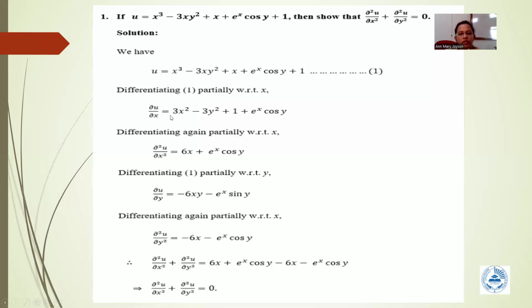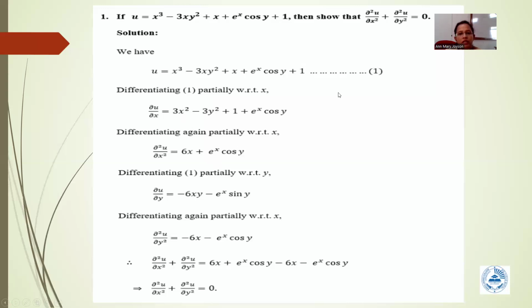Now let us differentiate this expression once more with respect to x. That is, x is a variable. So derivative of 3x squared is 6x plus. Look at this expression. It's completely constant. So there is no derivative for that. Even when we have 1, it's completely constant. There is no derivative written here. Look at this term, e raised to x cos y. Derivative of this term with respect to x: cos y is a constant. Derivative of e raised to x is e raised to x.